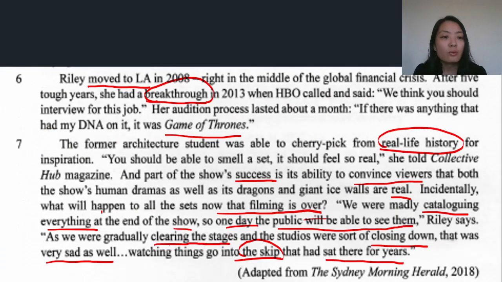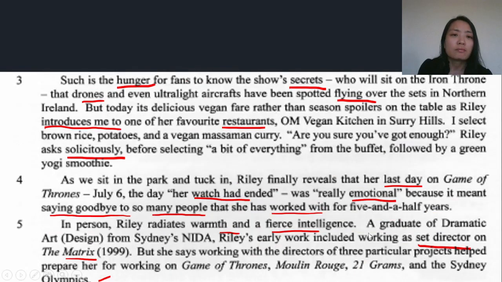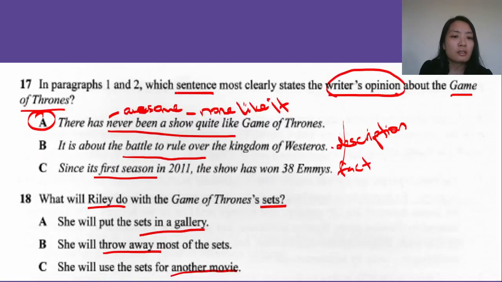Here. So what will happen to all the sets now that filming is over? So what is she going to do about it? So she's cataloging them, okay, so that the public will be able to see them. All right, so this sounds like that part of the answer here. She'll put it into a gallery. So this one maybe is an answer. All right. It doesn't say that she's going to throw it away yet. Doesn't say that she's going to use it for another movie.